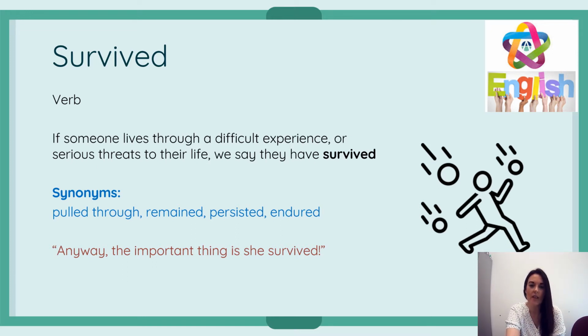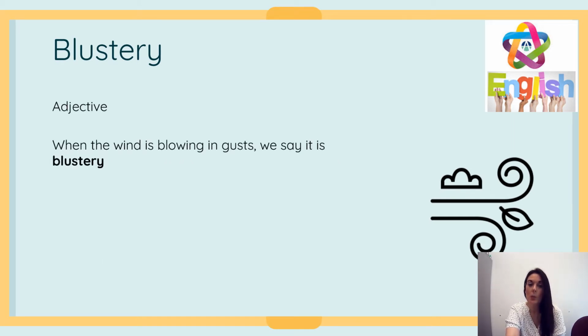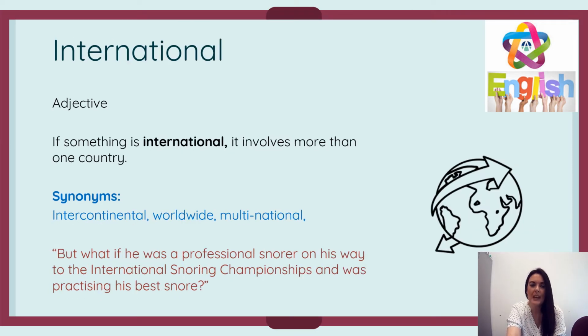Really interesting sentence there. The word blustery, which is an adjective, when the wind is blowing in gusts, we say it is blustery. Synonyms for that are stormy, gusty, rough, squally, wild. The example from the text here is "that's when all the days are so cold and grey and wet and blustery that you don't want to get out of your pyjamas or bed." So I felt a bit like that this morning, I didn't really want to get up.